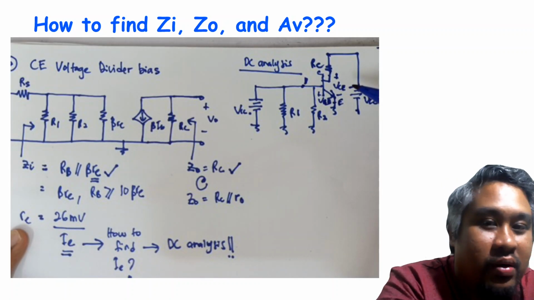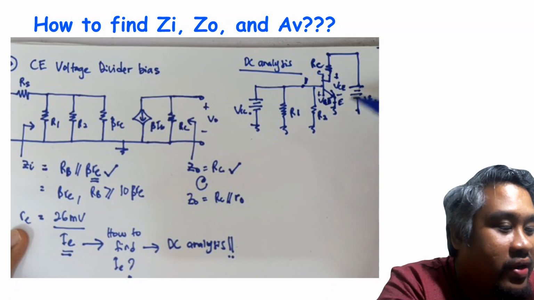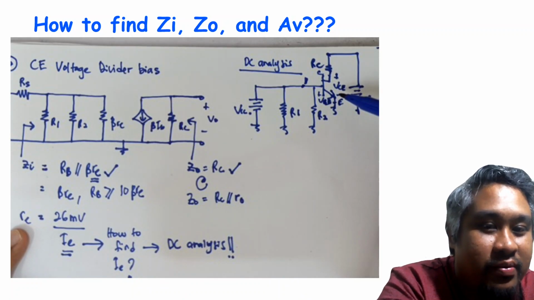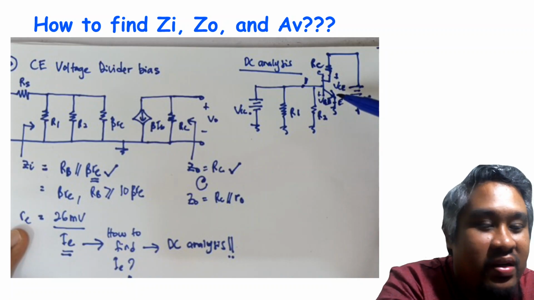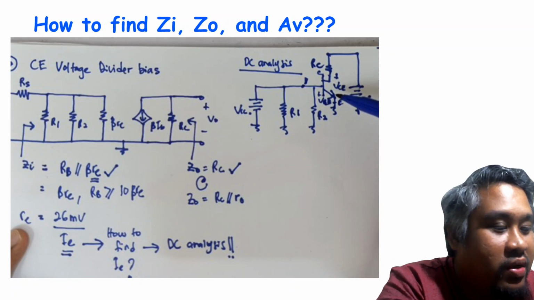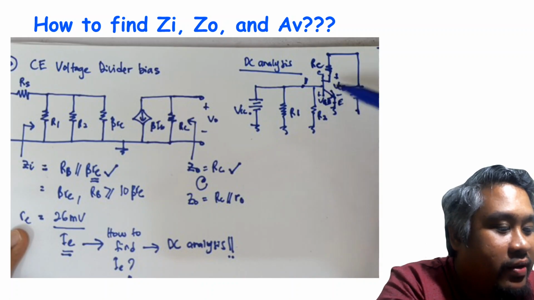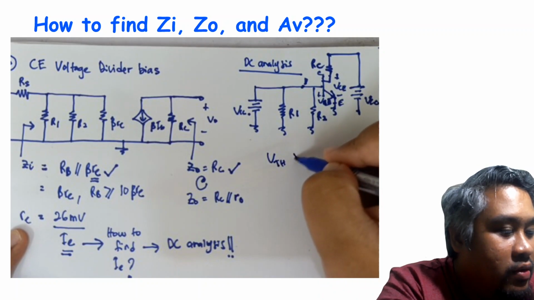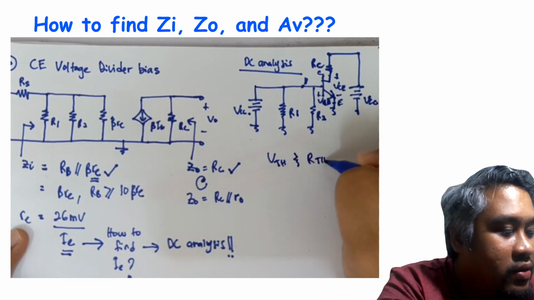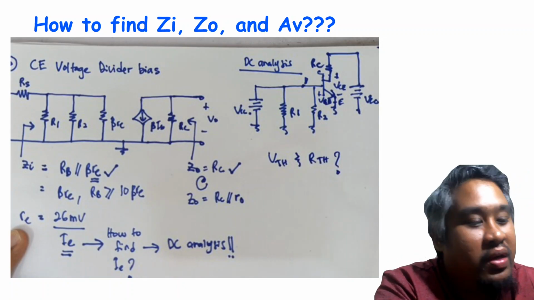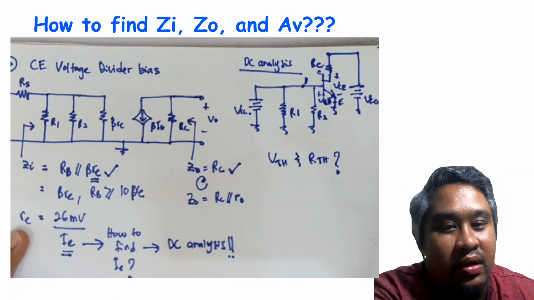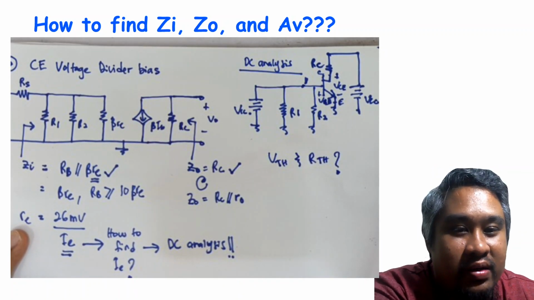What we're going to do is find IB. How to find IB? You have to remember, for voltage divider, we have to use the Thevenin theorem. We have to find VTH and RTH. How to find VTH? We have to use the voltage divider rule.